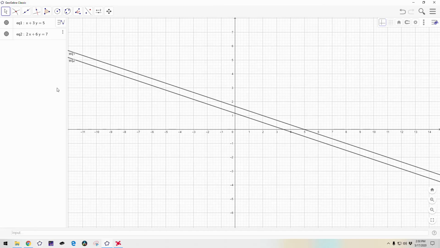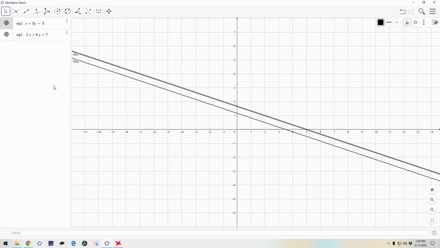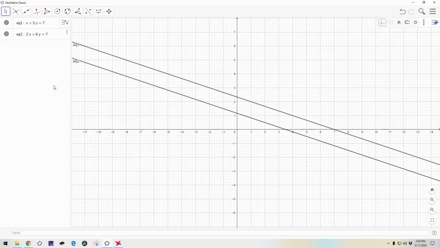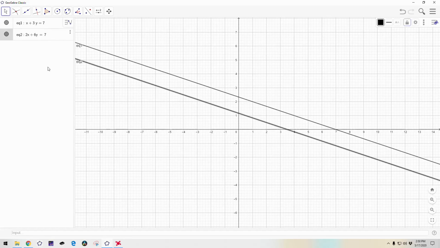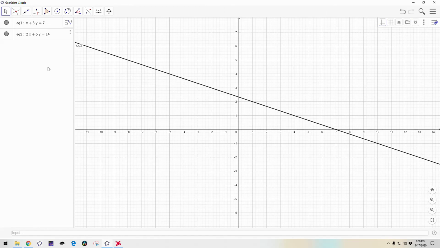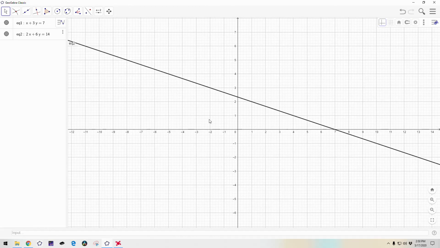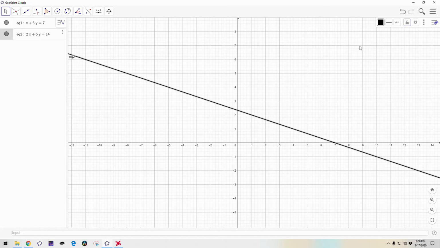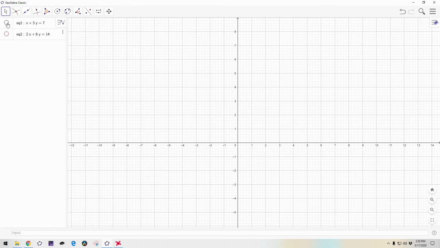The last problem there was x plus 3y is equal to 7, and 2x plus 6y is equal to 14. And it looks kind of like one of the lines disappeared, doesn't it? Let me show you. I'll change the color on one of them to red. See, if I turn one of them off every now and then, you can see they are the same line. So that's why our system came out the way it did with a true statement.